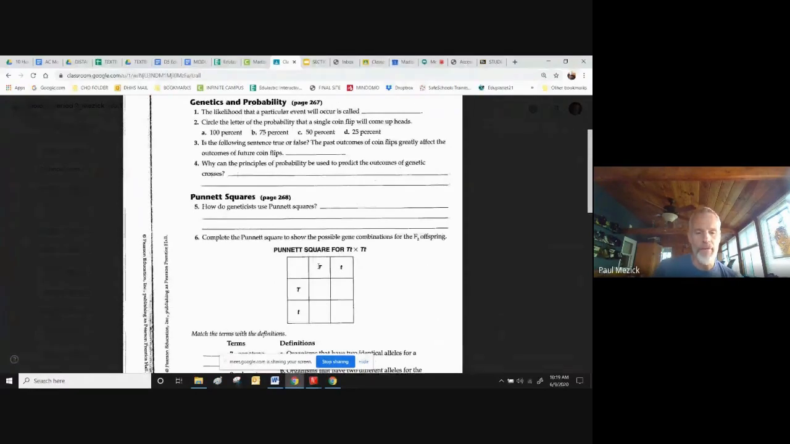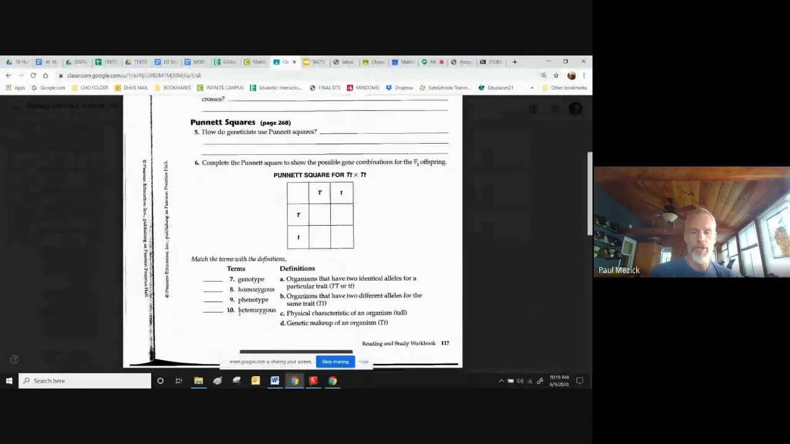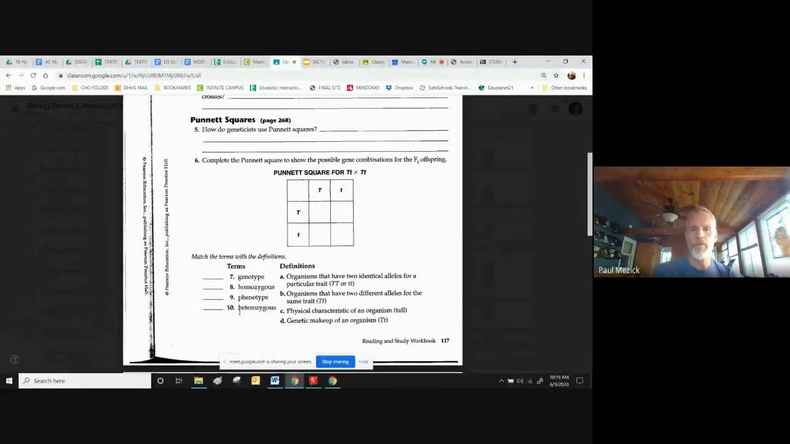Trying to think. You'll definitely have questions for 7, 8, 9, and 10. So you want to make sure that when we're talking genotype, we're talking about the actual letters, the physical letters, a capital T and a lowercase t.